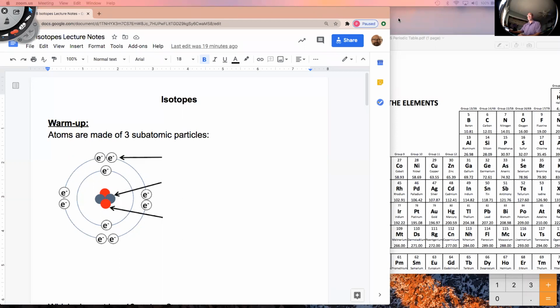Hopefully you're doing well. Today we're going to be talking about isotopes. That's going to be our main focus. But a couple of things that are going to help you through this lecture today, ladies and gentlemen, is that I suggest that you have some notes out. So you're probably going to want to be taking some notes, right? You're going to want to take some notes.